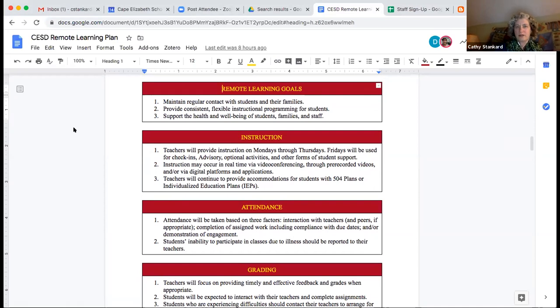These are the three goals that are true for all of the schools and have been since this grand experiment started. So the first is to maintain regular contact with students and their families. The second is to provide consistent, flexible instructional programming for students. I was glad to hear Allie mention the importance of flexibility. I think she was the first to say that. It's been very true. And the third is to support the health and well-being of students, families, and staff. And I think you heard those goals echoed in all three of the principals' reports.